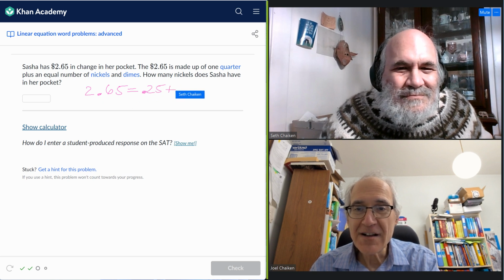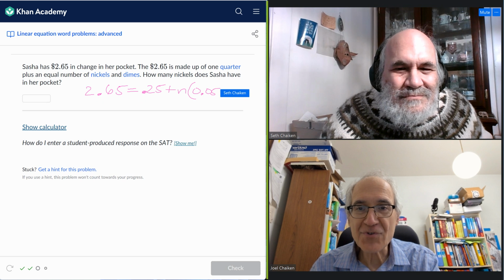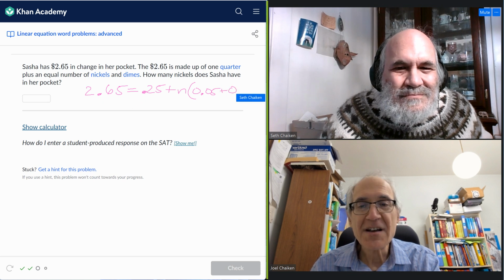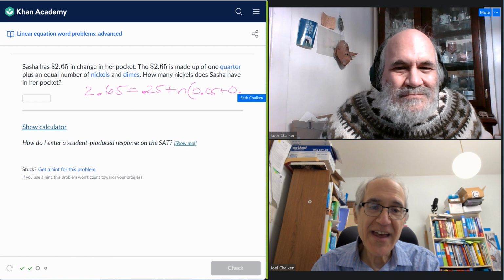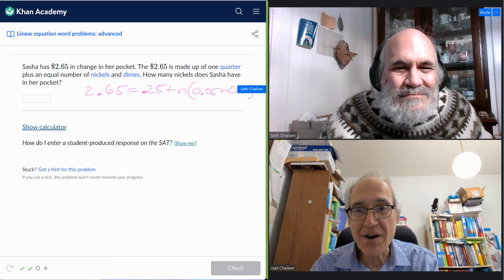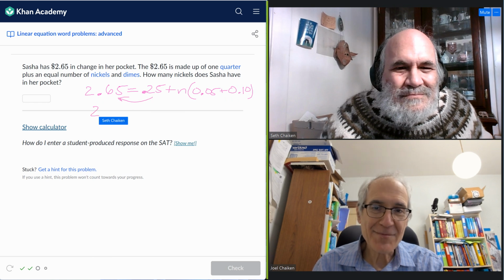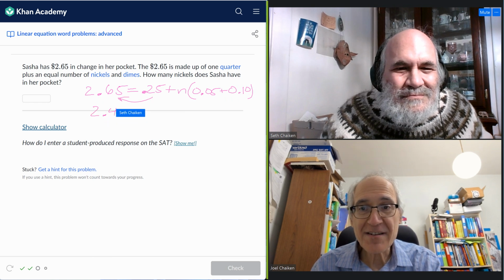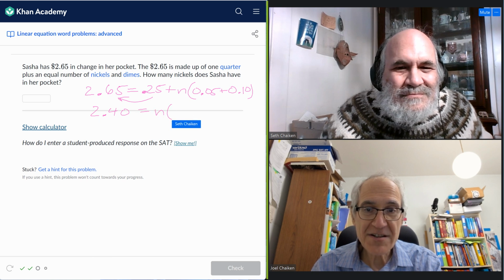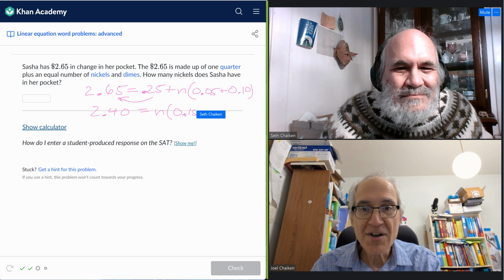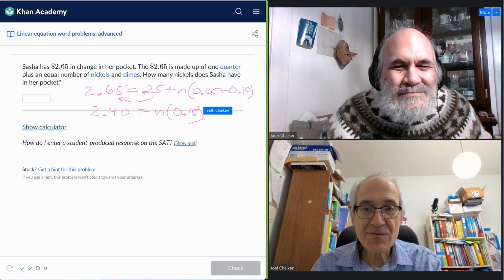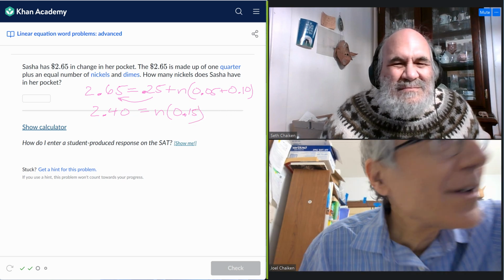Seth's already going in there, and he's translating English into math. The $2.65 is equal to the quarter that's in her pocket, plus the same number n, where let n equal the number of nickels, and it's also equal to the same number of dimes that she has. So Seth's just solving it as quickly as he can, as we do on the SAT. Don't forget there's a calculator. So the answer is 240 divided by 0.15, and you don't have to do it in your head.